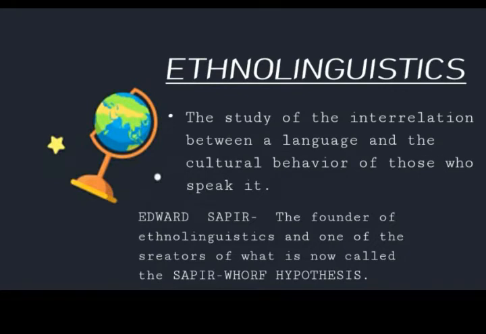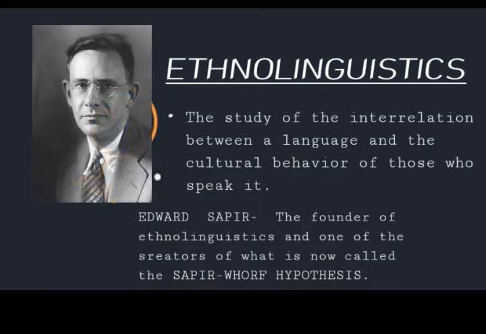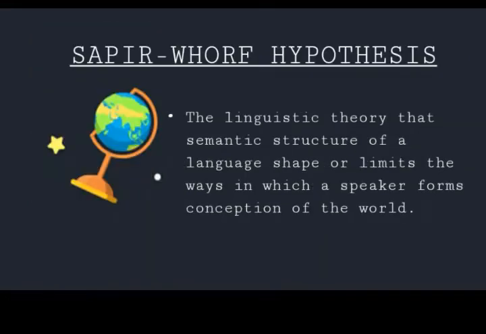The founder of ethnolinguistics is Edward Sapir. He was a leader in American structural linguistics and one of the creators of what is now called the Sapir-Whorf hypothesis. What is Sapir-Whorf hypothesis? So, Sapir-Whorf hypothesis, it is the linguistic theory that semantic structure of a language shapes or limits the way in which a speaker forms conception of the world.